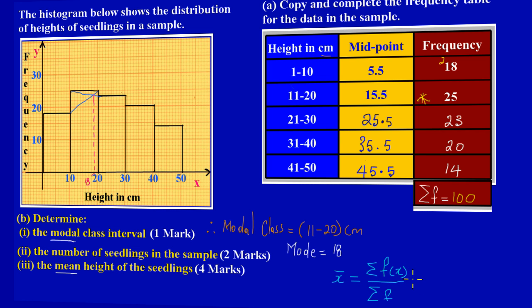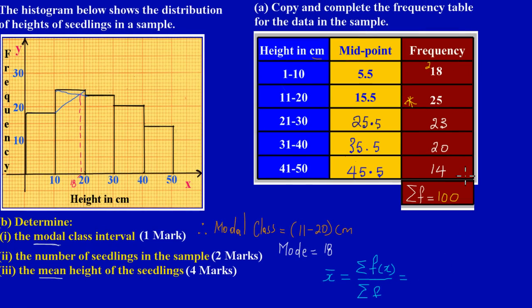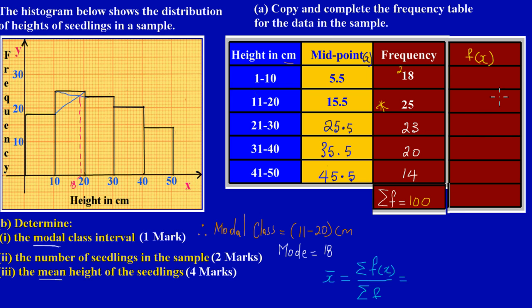Okay, so let's just look at that quickly. Now my friends, if you notice what I've done, I've added another column to my table, because to find the mean we would have to have the sum of f of x. Now let's look at how we find that.